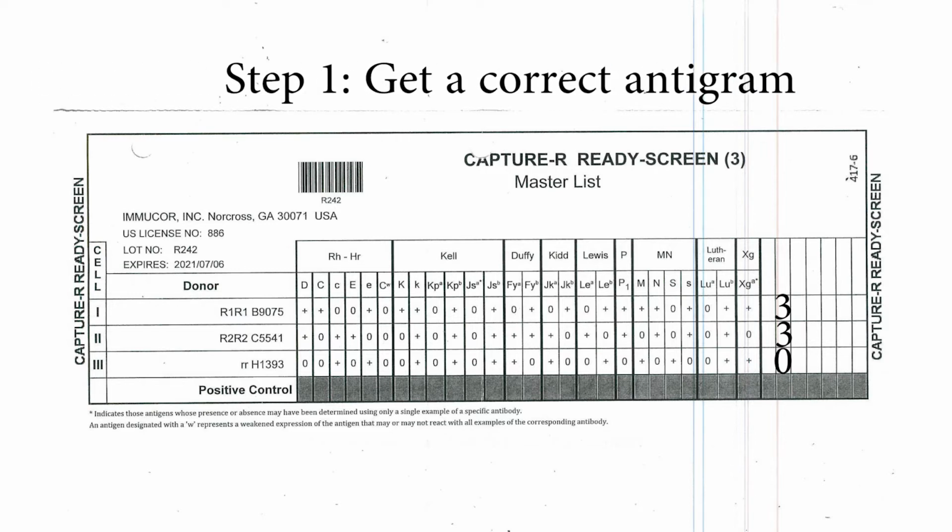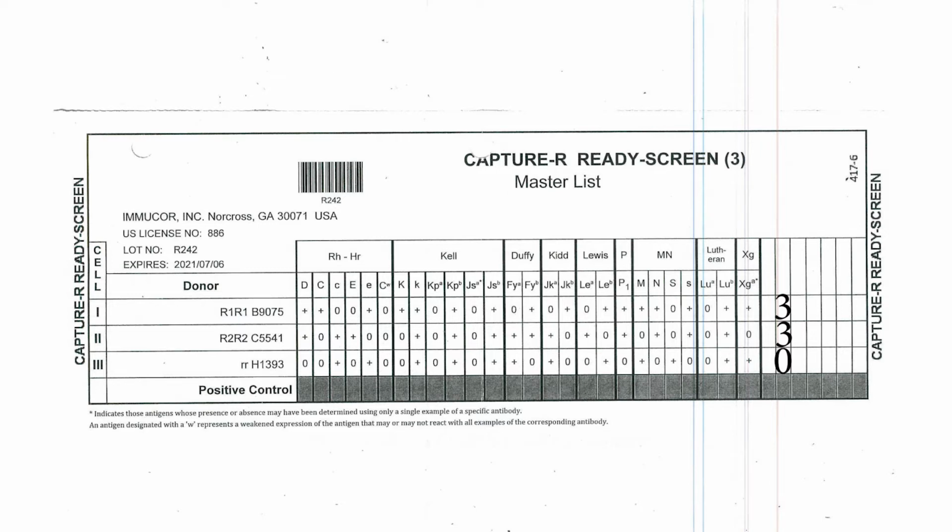Step 1. Write down the reactions on the correct antigram. It is a critical step. If you know the reasons, please tell me in the comments. I'll give you a hint. The answer is in a simple single antibody video.